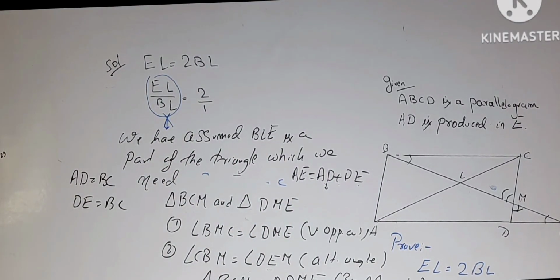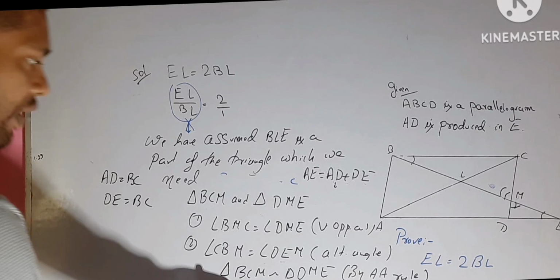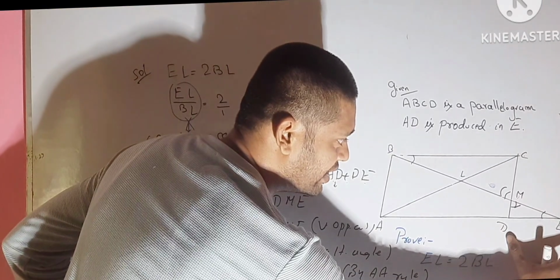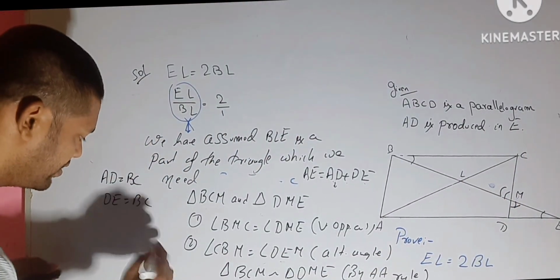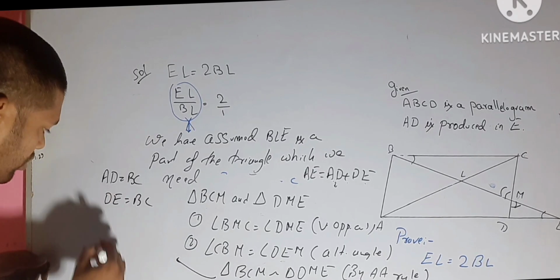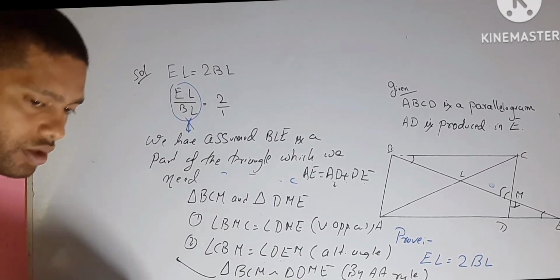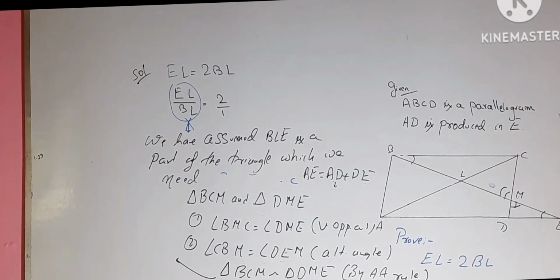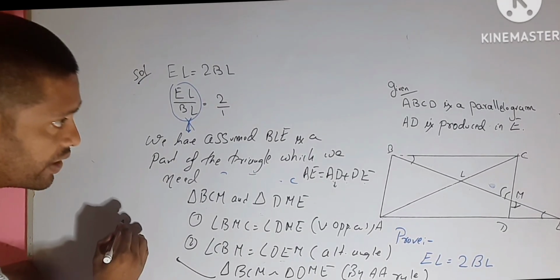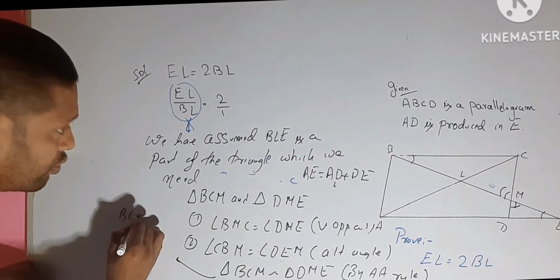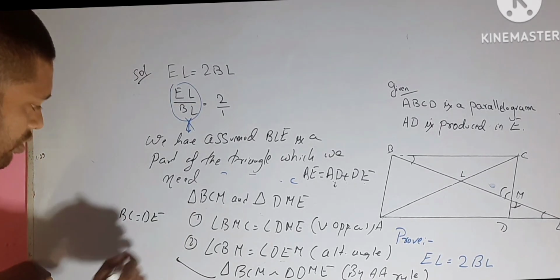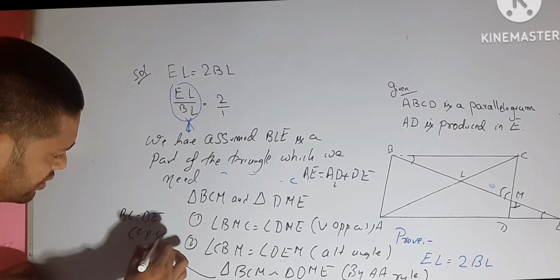Okay, so up to here we have proved. Why have we proved this? So that we can say DE is equal to BC. So after that I'm writing here. Let me erase this one. What we have to prove, we understood. Now what do we have to write here? Here we can write that BC is equal to DE, the reason is CPCT.